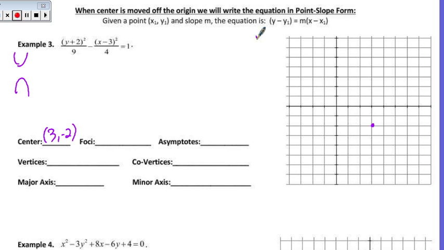I can see that my a value is 3, and because it's a y squared hyperbola, I'm going to count up 3: 1, 2, 3, and down 3. So those are our vertices. I can actually see these points here, so they're easy to guess. So (3, 1), and the other one is (3, -5).